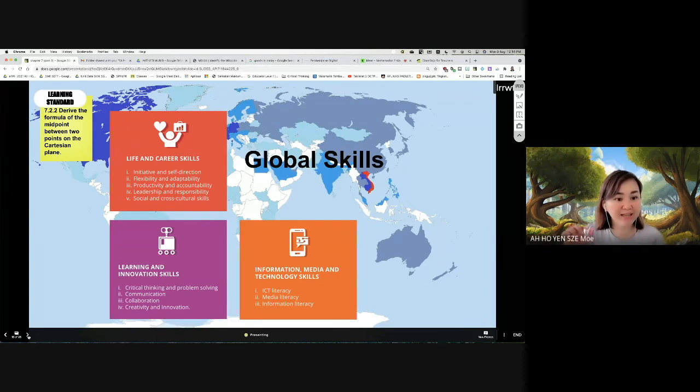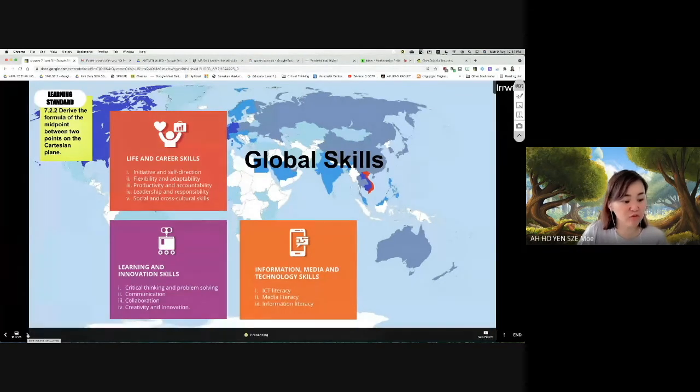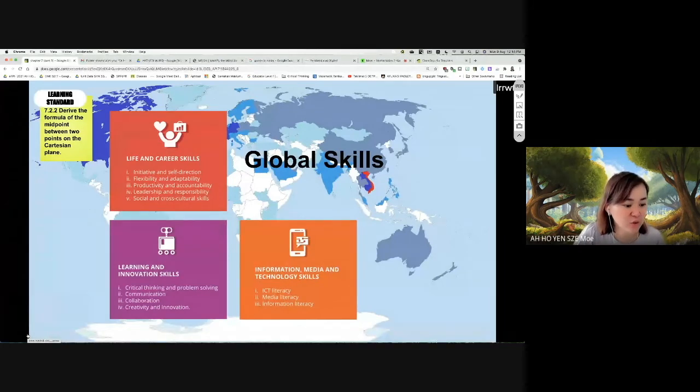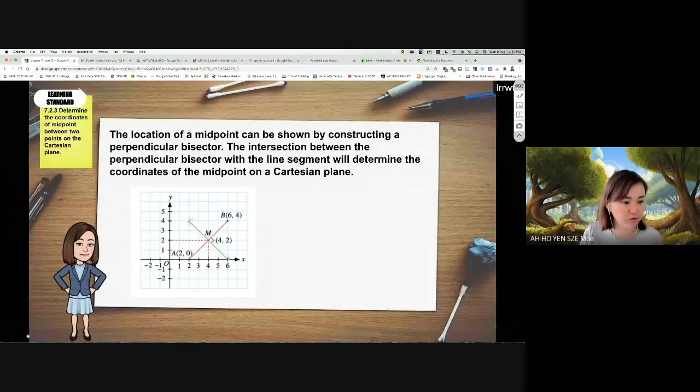So make sure you identify all those skills when you go for your investigations project. When you are asked to evaluate yourself, you know you already have these in yourself, not only during the class but from time to time. Okay, so we proceed to another learning standard. Thank you very much for all your responses.